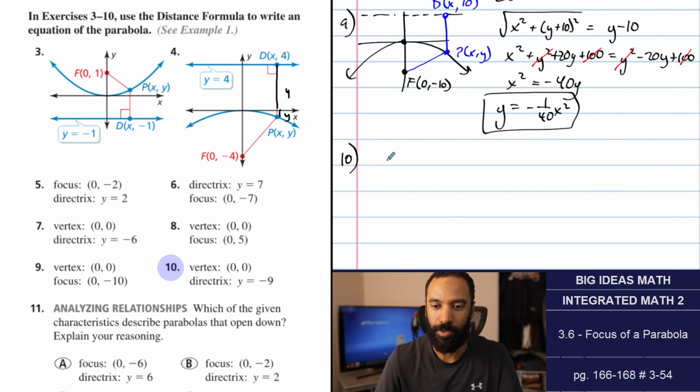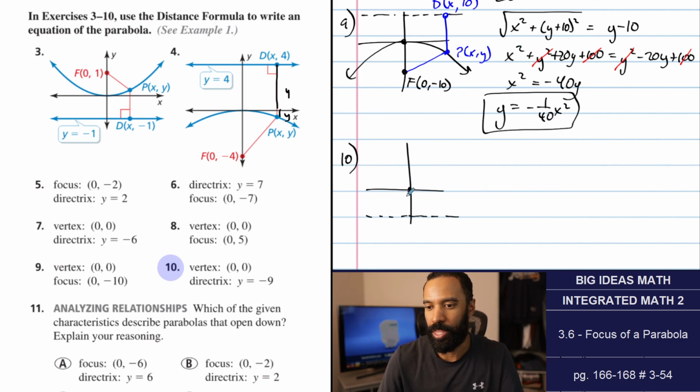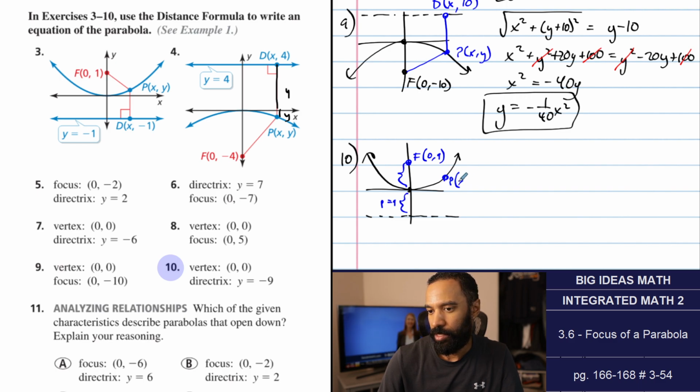Lastly, number 10, when it comes to this set, we have the vertex at 0, 0, and the directrix at y equals -9. So the directrix is down here. I think if anything, you're also just practicing the location of these values. So your p-value is going to be 9, because we're going to go 9 units up to here as well to the focus at 0, 9. This graph will go upward into that focus like so. And we pick a point on the graph, some x, y, so that these two distances are the same.